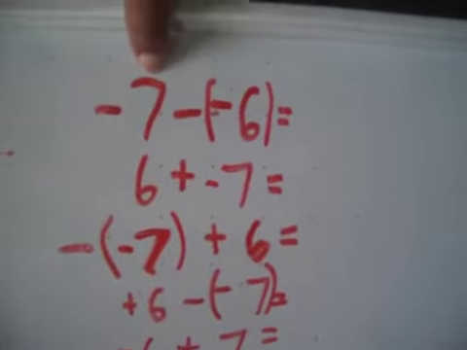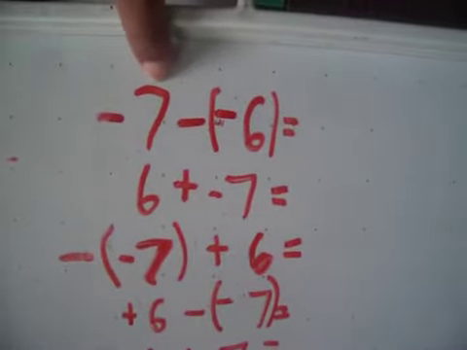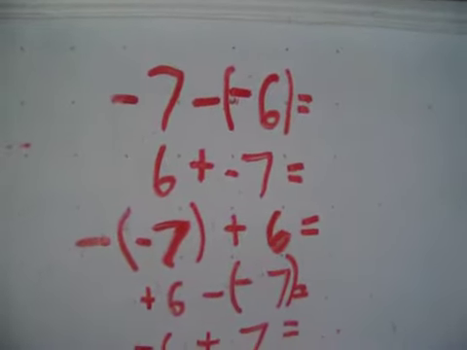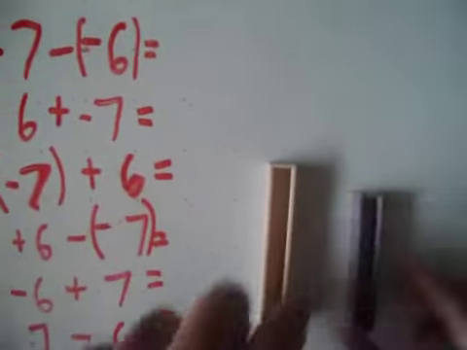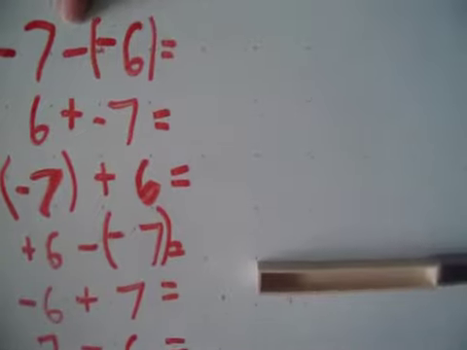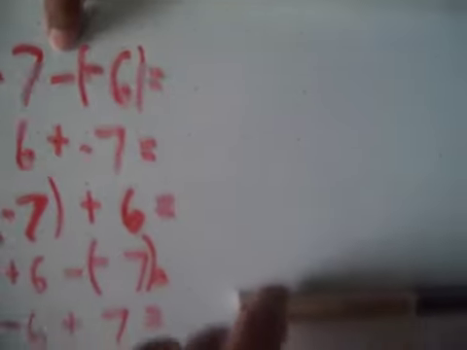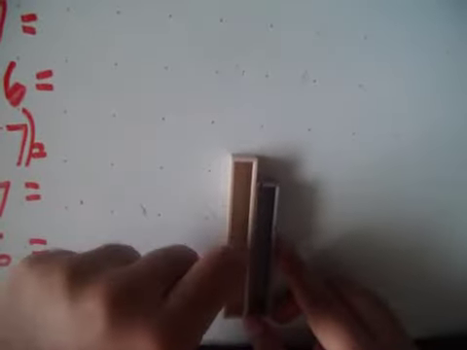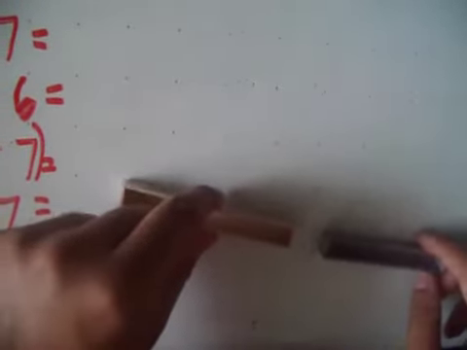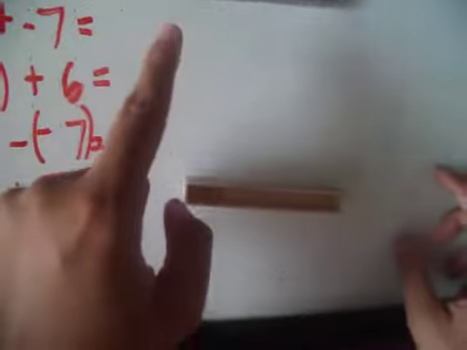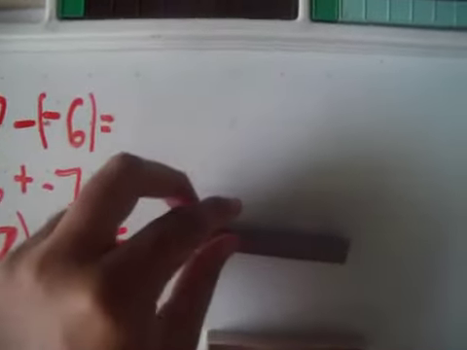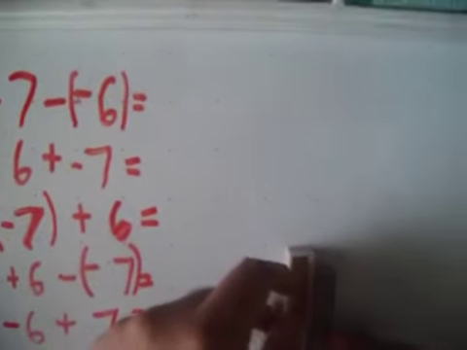Can you show me with blocks what this one says? Okay, good. She's got the negative 7. And this. Okay, so wait a minute. Now it says negative 6. But wait a minute, it says the opposite of negative 6. What do you do when it does that? What do you do to the 6? Is this negative 6? Yes. Can you show me the opposite of negative 6? There you go. Now you can stick them together.